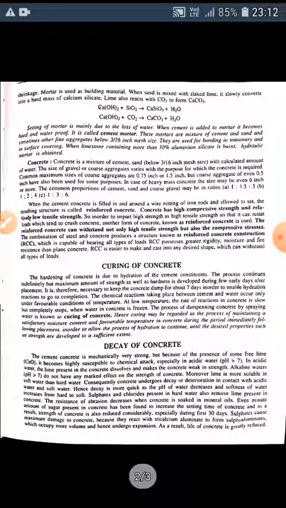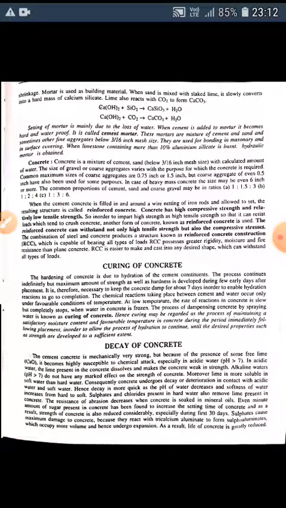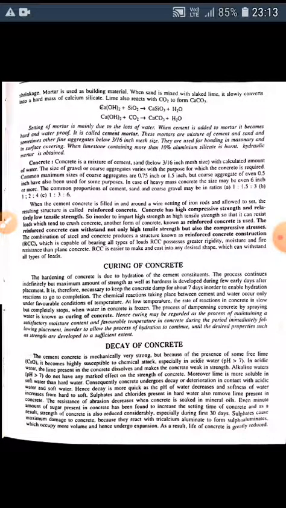When sand is mixed with slaked lime, it gets converted into a hard mass of calcium silicate. Lime also reacts with carbon dioxide to form calcium carbonate. The reaction goes in the following manner: calcium hydroxide reacts with silica and forms calcium silicate and water, and calcium hydroxide again reacts with carbon dioxide and forms calcium carbonate and water. Setting of mortar is mainly due to the loss of water.